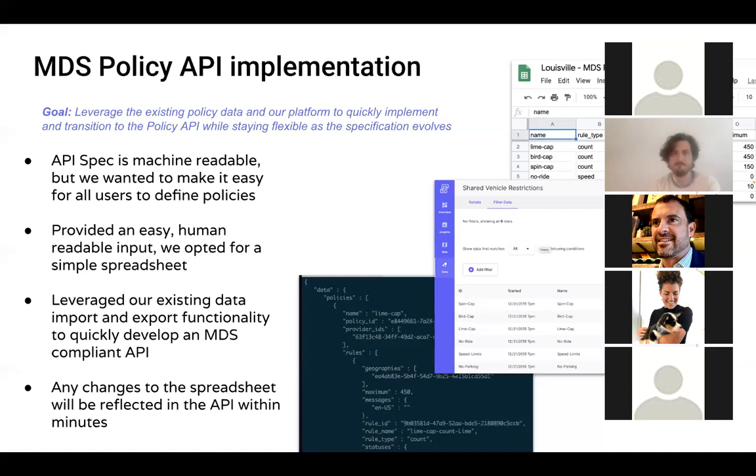James didn't really have to wait for us to develop a specific UI for him to enter policies or modify policies. And also, we know that OMF is moving fairly quickly. There's changes being made to the spec and it's evolving. And so we wanted to make sure we could keep up with those changes by just keeping the process as lightweight as possible.